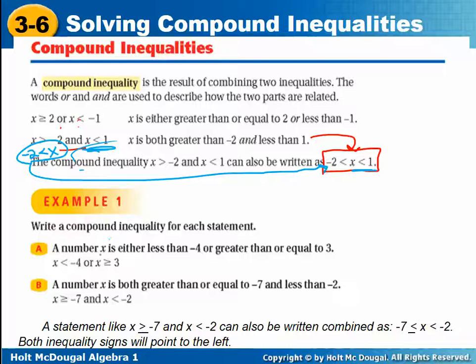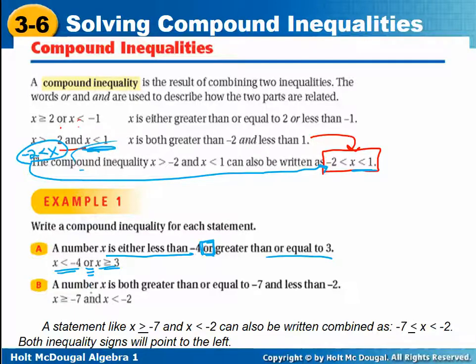So here's an example. It says to write a compound inequality for each statement. A number x is either less than -4, yeah, it's right there, or greater than or equal to 3. So this or here tells us that there's going to be an or in our compound inequality. The ors cannot be combined, so you just write x is less than -4, and then the other one was x is greater than or equal to 3. So the ors will have two separate things.